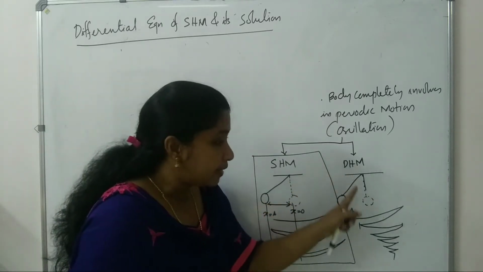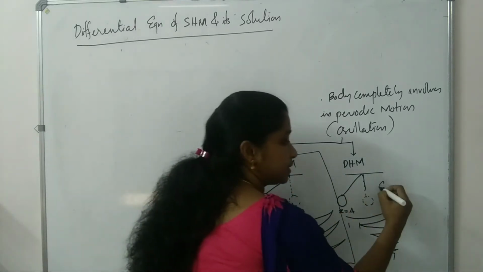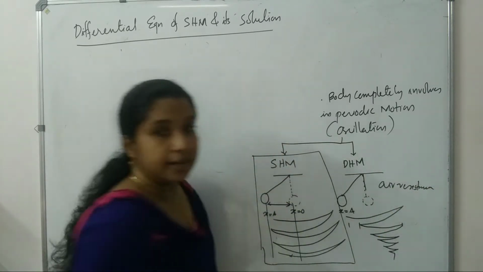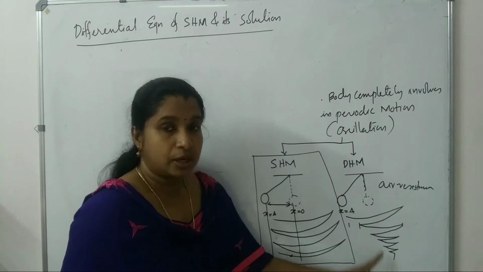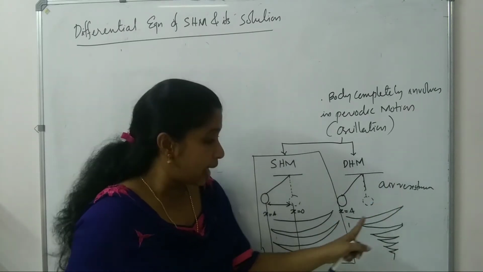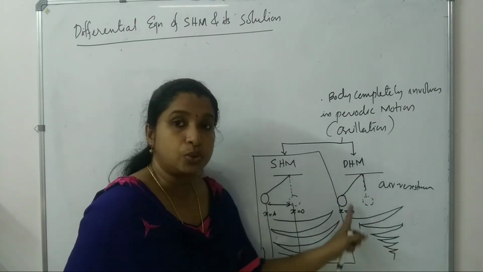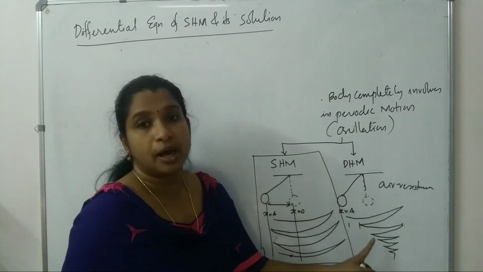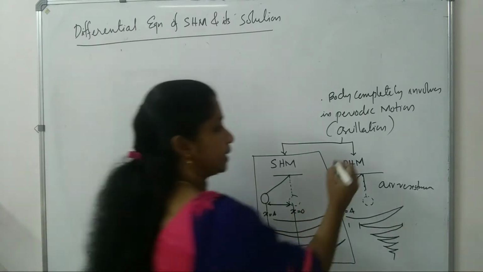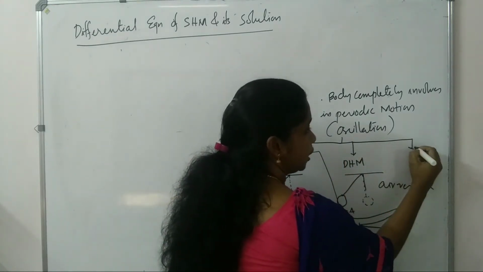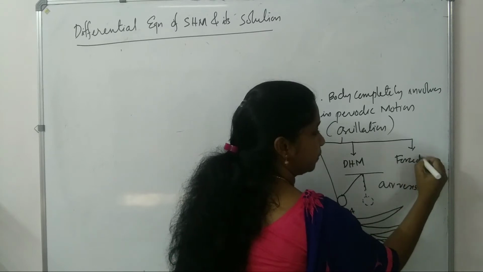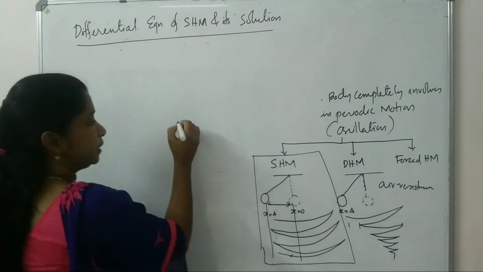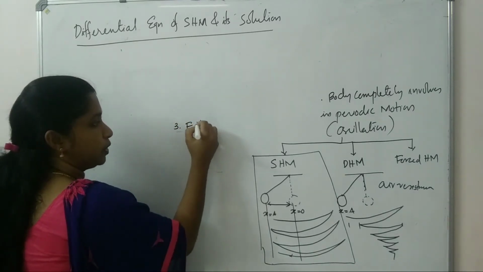But when air resistance comes in, what happens? Due to the presence of air resistance, the amplitude begins to decrease with time. This is called damped harmonic motion. The third category is forced harmonic motion. So what is forced harmonic motion?